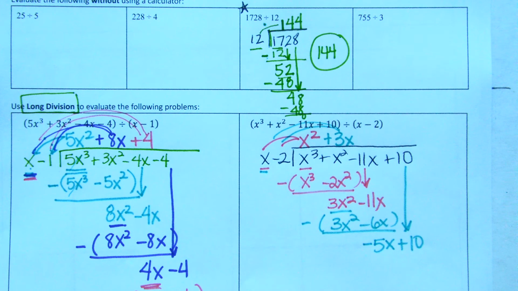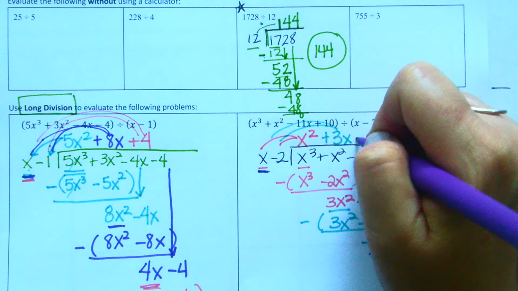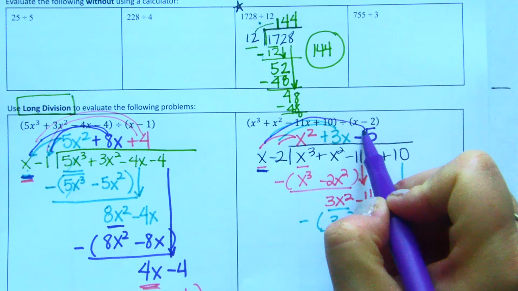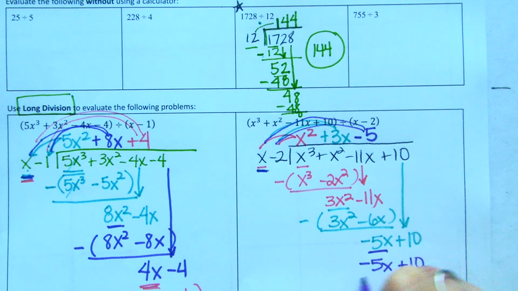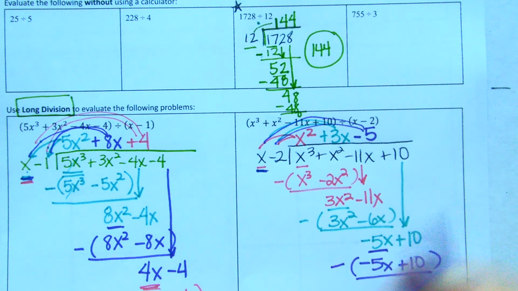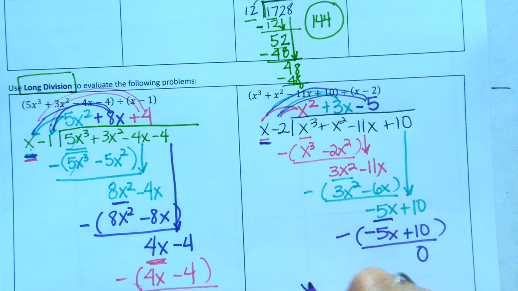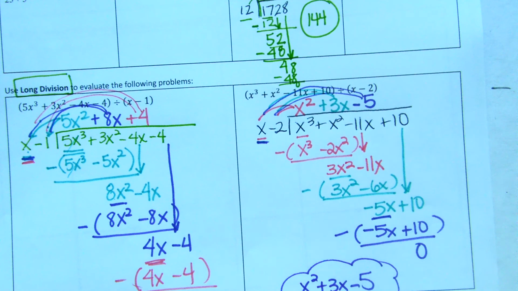Different color here for you. X and a -5x. So you have to multiply by a -5 to get that. Distribute again. So -5x plus 10. And we're so nice that the problems that we made for you here have 0 remainder. Doesn't that make your life easier? All right. So there it is. There's the answer to that one. So that's long division, okay?